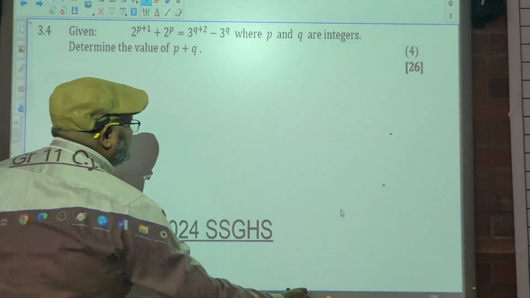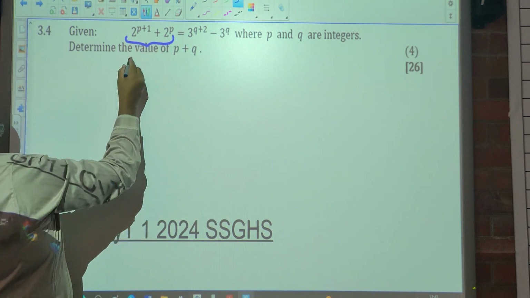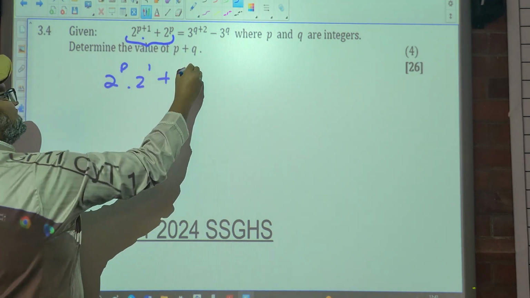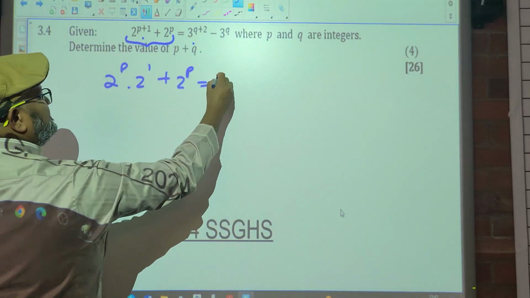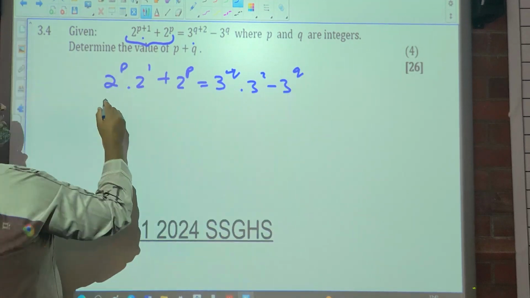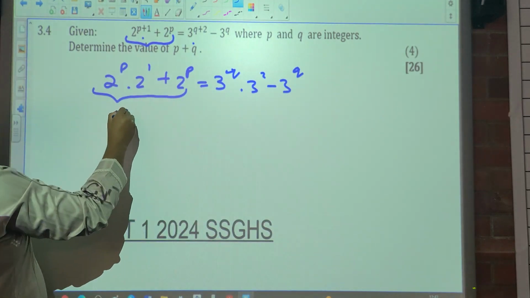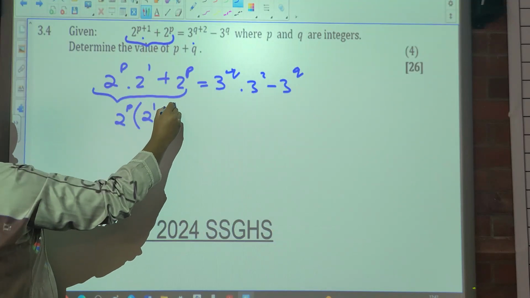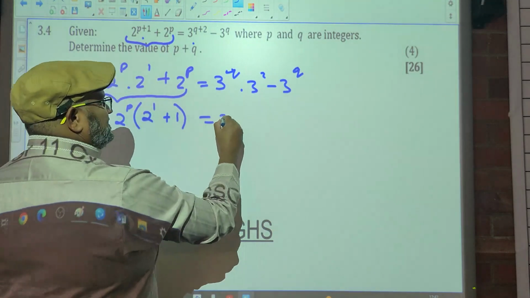So what we do first, as we always do, is break up and factorize that. So it's 2 to the p times 2 to the 1 plus 2 to the p equals, break that up, 3 to the q times 3 squared minus 3 to the q. People, what is common here? 2 to the p. What am I left with? 2 to the 1 plus 1 equals 3 to the q is common.